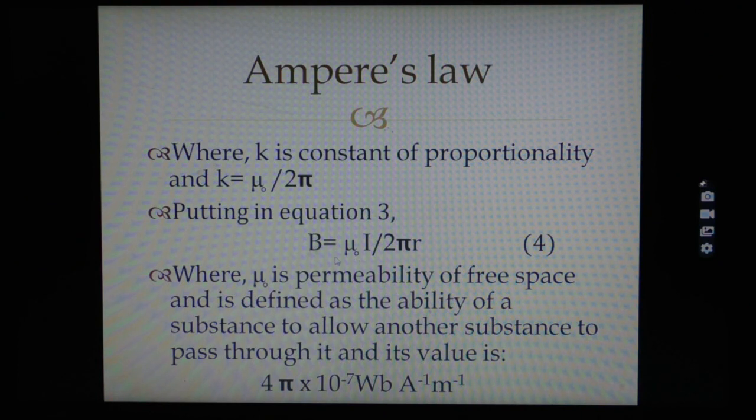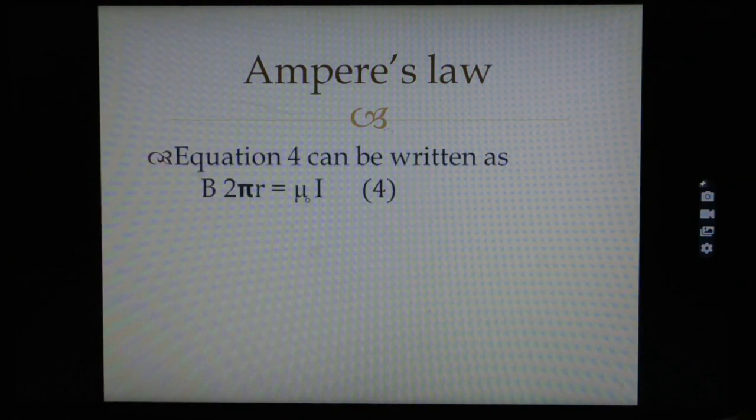Mu naught would be equal to B over I into 2 pi r, and when we put in the unit of I, unit of r, and unit of B, what comes? Mu naught gives you a numerical value, that is 4 pi into 10 raised to the power minus 7 Weber per ampere per meter. You can solve it. Equation 4 can be written another way to express the law.